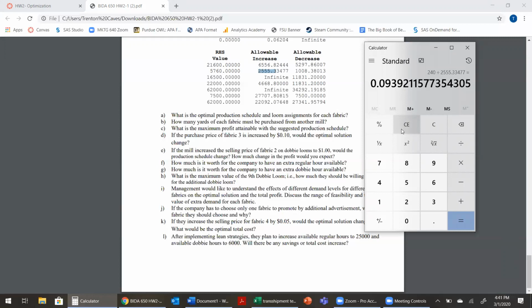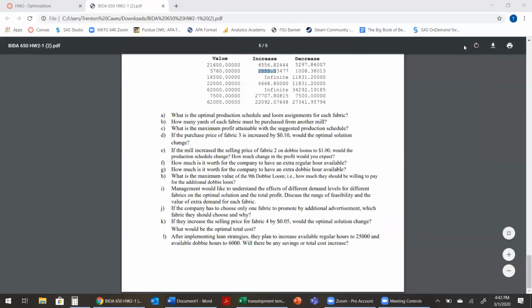So our first increase was 52%. Our second increase is 9.4%. That's less than 100%. So those two can change without affecting our optimal solution. So the second part, will there be any savings or total cost increases? Well, it's within our range of feasibility for both options.